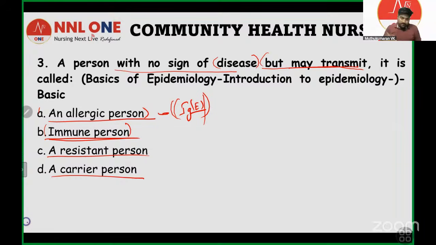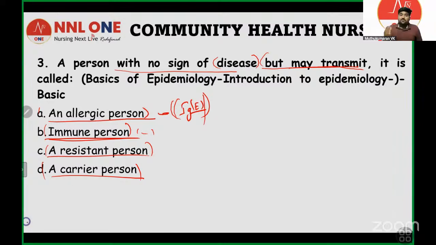Coming on to the immune person here. What does this immune person suggest? They are totally immune against a particular disease condition, so they will not transmit the disease. Okay, they will not transmit the disease. A resistant person also correlates with the immune person, as well as a carrier person.